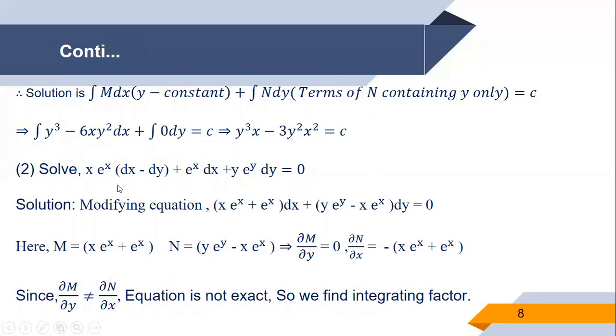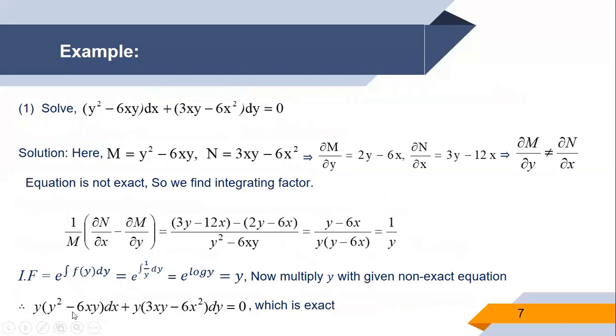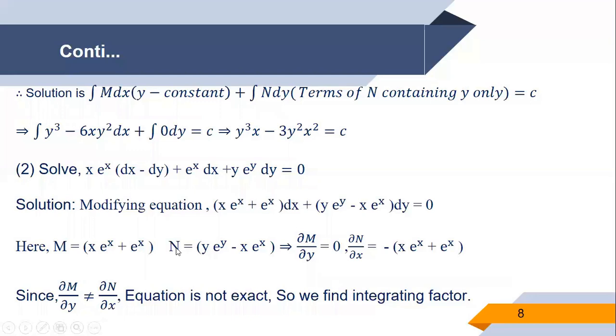So M we know is y³ − 6xy², and N, the term which depends only on y, but here it also depends on x, so 0 dy is equal to c. So integrating y³ with respect to x, y³ is constant, so y³x, minus, integrating x gives x²/2, so 3x²y² is equal to c. So this is the required solution.